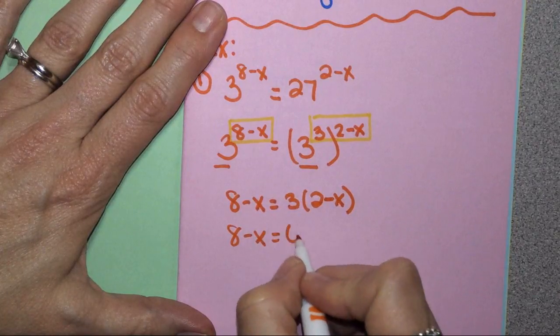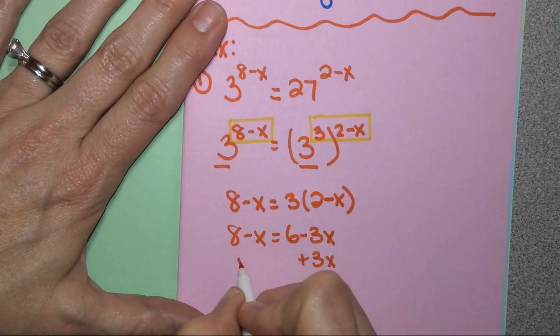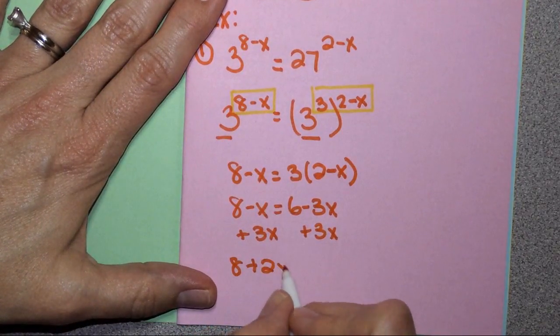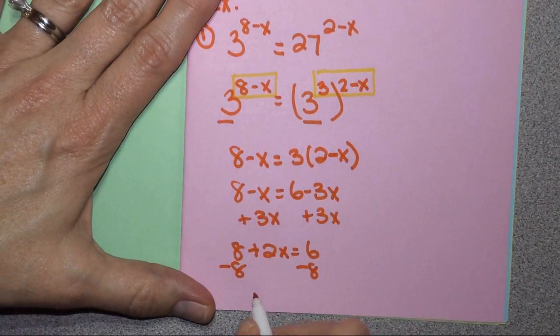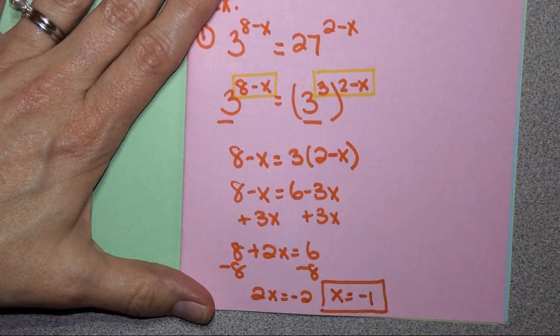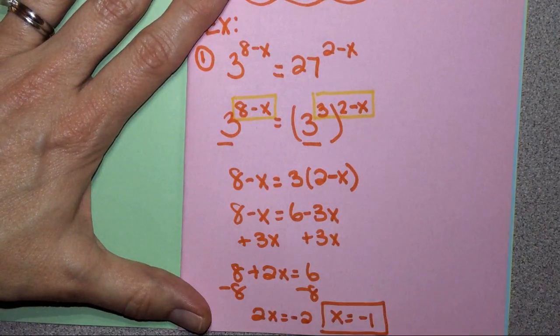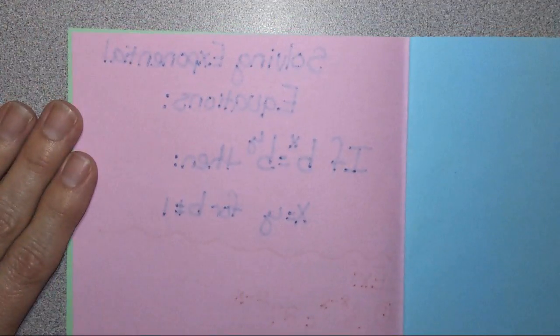So I distribute my 3. I add 3x to both sides. I subtract 8 from both sides. And I divide by 2, and x equals -1. So again, your goal is to get like bases and then set the exponents equal to each other. So let's do another one. Example 2.